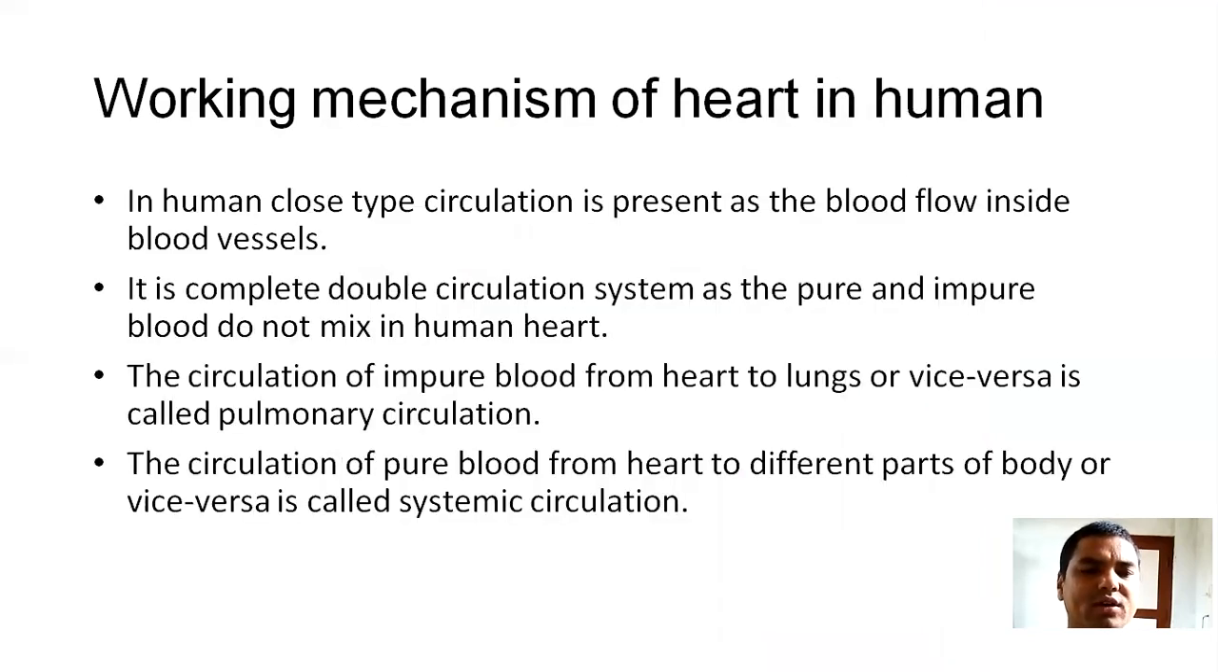In humans, closed type circulation is present as the blood flows inside the blood vessels. It is a complete double circulation system as the pure and impure blood do not mix in the human heart. The circulation of impure blood from heart to lungs or vice versa is called the pulmonary circulation. The circulation of pure blood from heart to different parts of the body or vice versa is called systemic circulation.